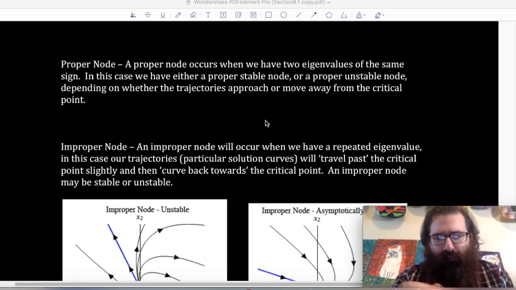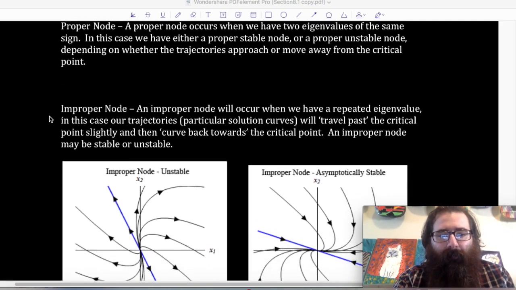And when I think about the terms proper and improper node, I think about what the eigenvectors are doing as well. So if you want to talk a little bit more about this, I would say, well, wait until maybe we see some more material, but then also feel free to ask me. I'm happy to talk about this.